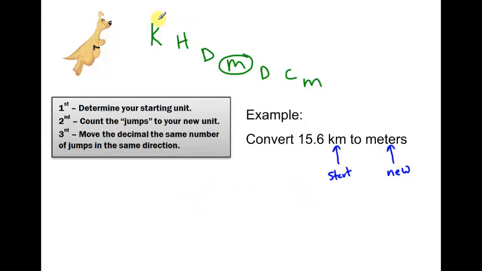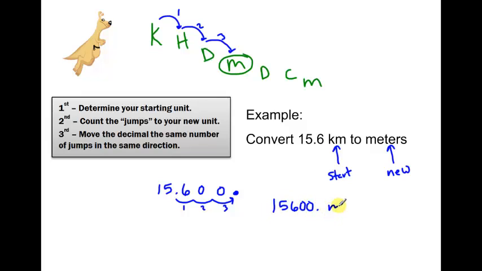So I'm going to start with kilometers here, and I'm going to jump to meters, counting the jumps as I go. That's 1, 2, 3 jumps. So I'm going to do the same thing. I'm simply going to write down my 15.6 kilometers, and I'm going to move that decimal point 1, 2, 3 jumps in the same direction. So there's the first, second, and the third. Now you'll see that I have to fill in some empty spaces. Those get filled in with zeros. And so now my decimal point has moved to right here. So that 15.6 kilometers would be 15,600 meters.